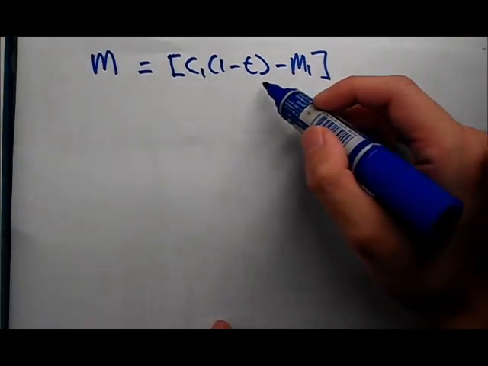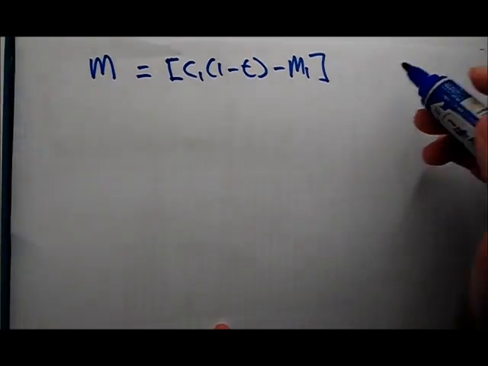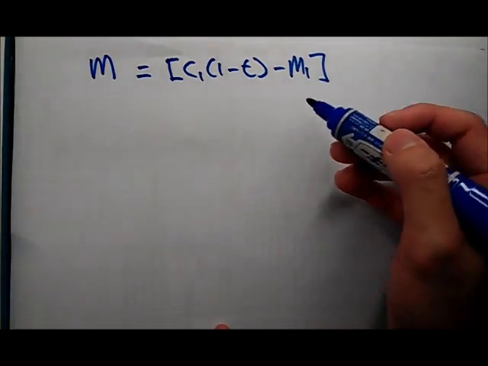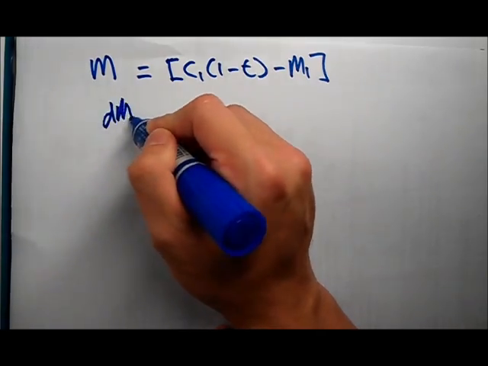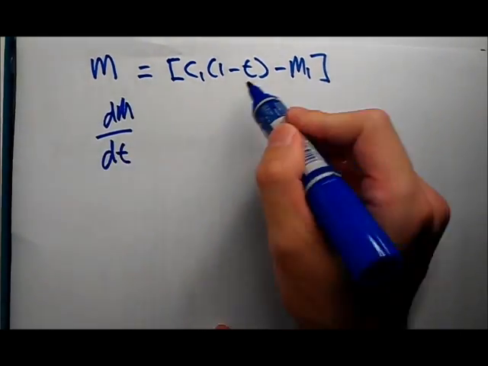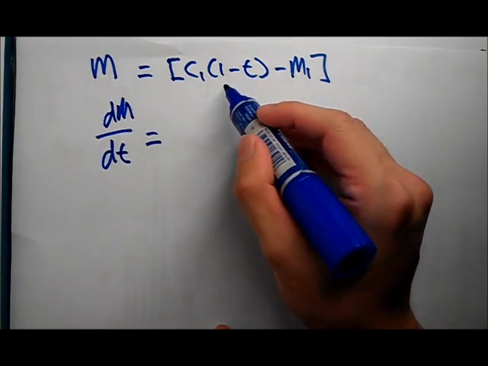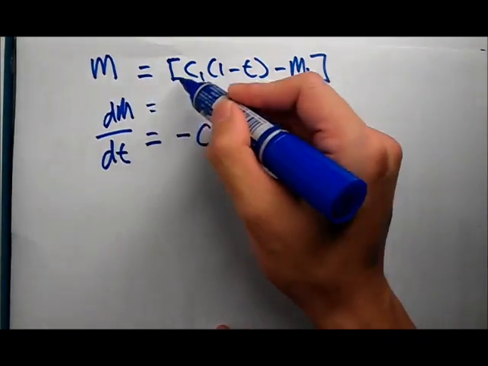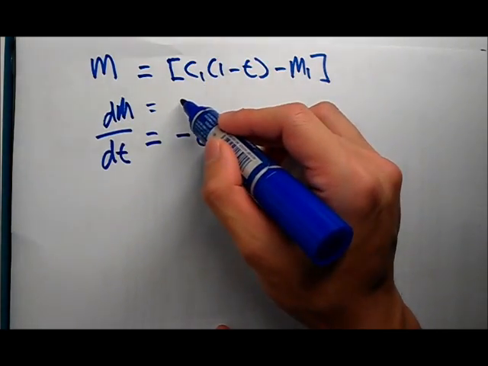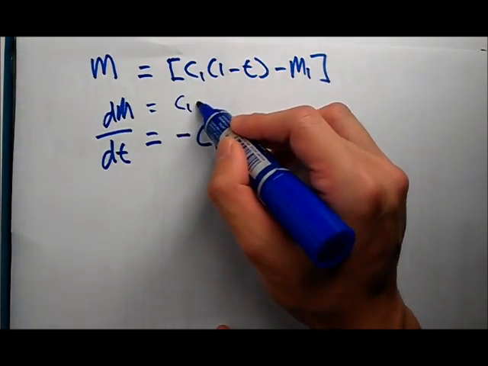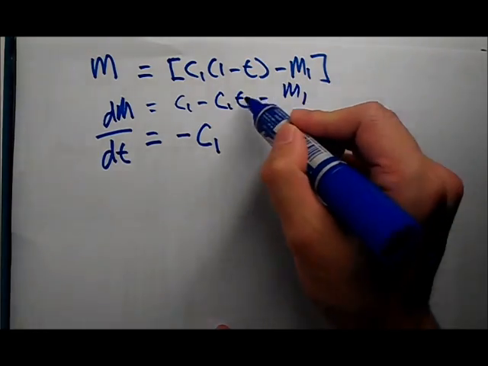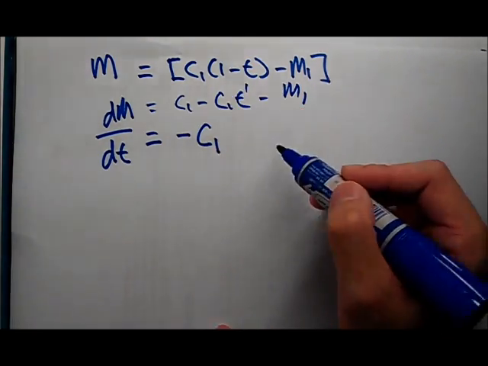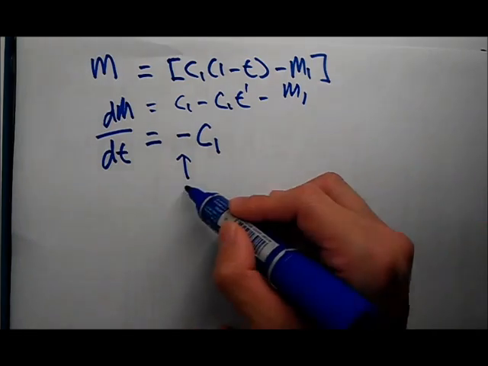Now let's assume there's been an increase in the tax rate. How we find out what's going to happen to the multiplier is we differentiate the multiplier in terms of t. So we are going to get negative c1. You should know why, right? Because let's expand this. It's going to be c1 minus c1t minus m1. You differentiate this, you get minus c1. So you can see that this is a negative sign over here.